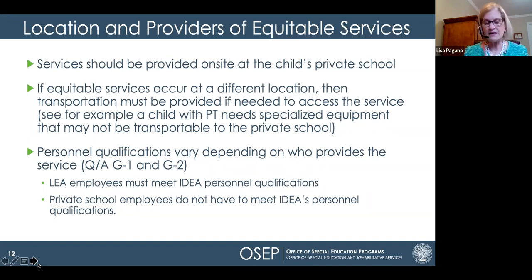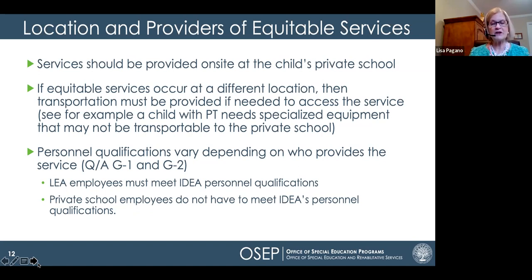The department has emphasized in the newly released guidance, as well as in the 2011 Q&A, that services really should be provided on site at the child's private school. And we think that's important so as to not disrupt the child's educational program and their educational experience, having to be transported back and forth to another site to receive their equitable services. The guidance states, in a couple of places, that unless there's a compelling reason or compelling rationale for those services to be provided away from the private school site, they really should be provided at the child's private school.